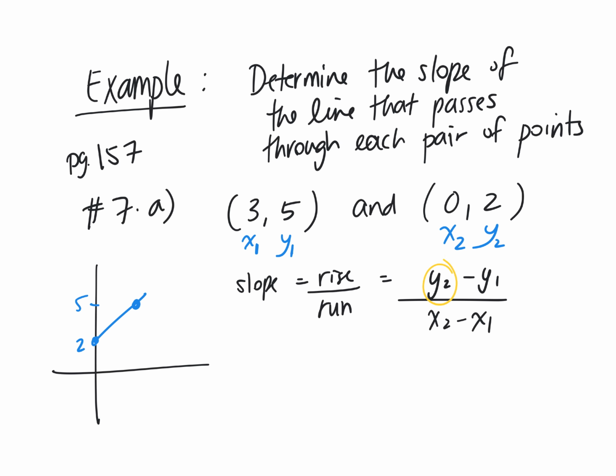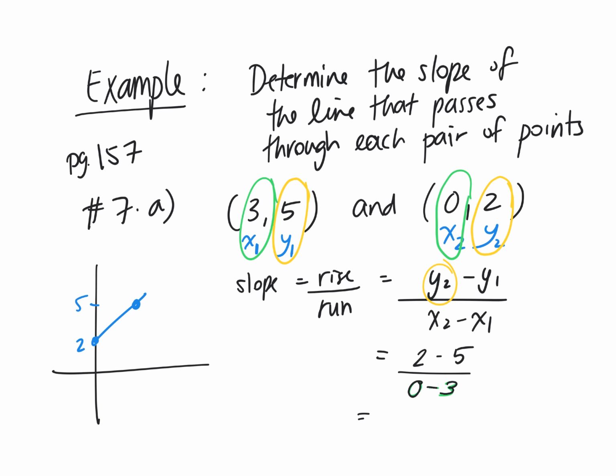So plug in your values. What's y2? Y2 is 2. And what's y1? 5. Okay, so we're going to do 2 minus 5 over, make sure you go in the same order. That's x2, so you have to go from 2 to 1. 0 minus 3. What's 2 take away 5? Negative 3. What's 0 take away 3? Negative 3. What's negative 3 over negative 3? So the rate of change is 1.